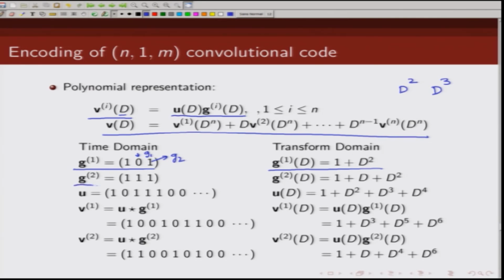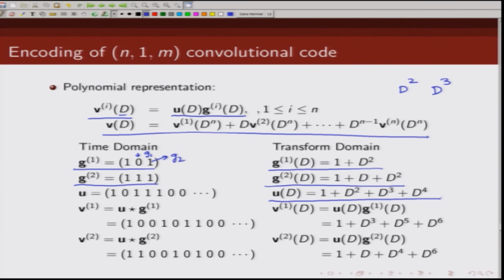Similarly, this G2, which is 1 1 1, can be written as 1 plus D square. So, this is my G2 of D. Now, the information sequence also I can write in this delay notation. This is U0, U1, U2, U3. So, this is the information sequence I am getting at this time. After one delay element, 2, 3, 4. So, then this will be 1 plus D square plus D cube plus D4, and that is basically my information sequence.